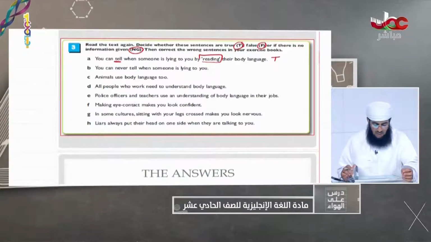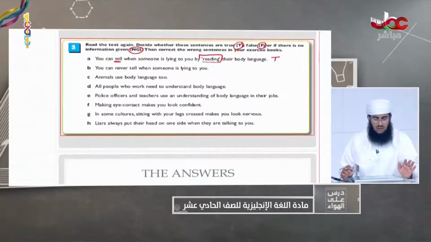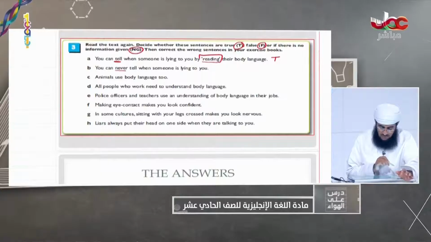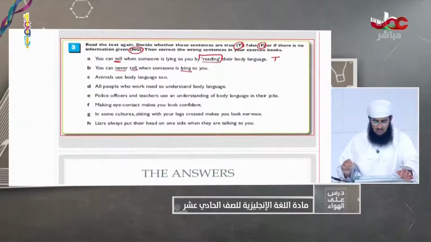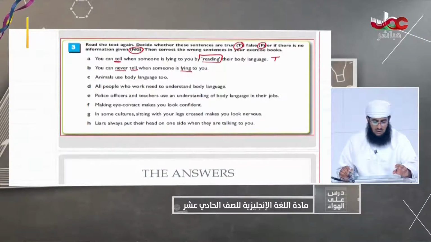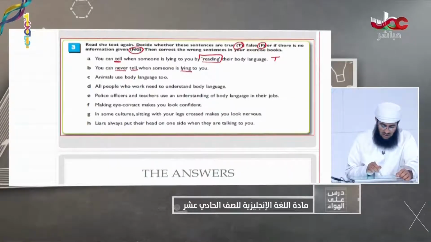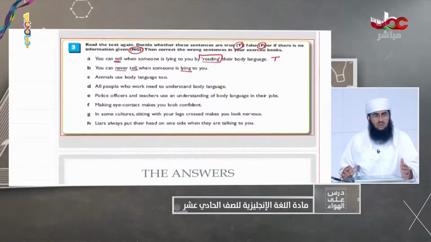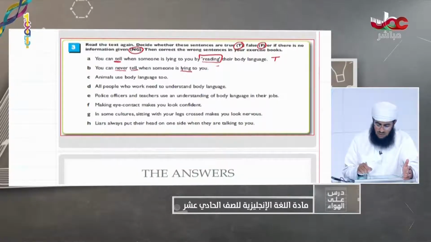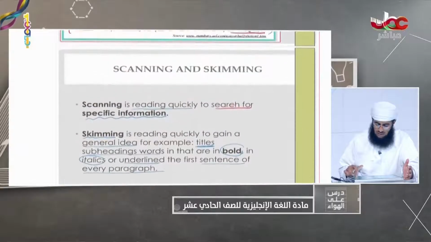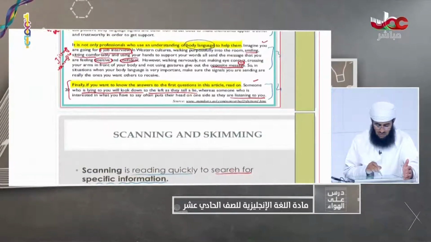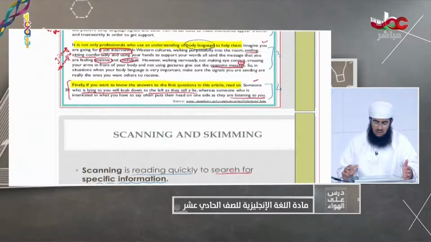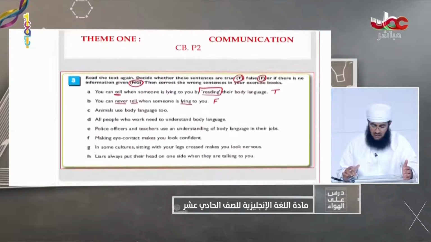B, you can never tell when someone is lying to you. Why am I underlining these vocabulary items? Because these are the key words of the statement. They represent the meaning. So when I say never, there is no way to tell someone is lying to you. What do you think is the answer? Is it true or false? Of course it is false, because it is mentioned in the last paragraph: someone who is lying to you will look down to the left as they tell a lie. So you can recognize if he is telling a lie or not.